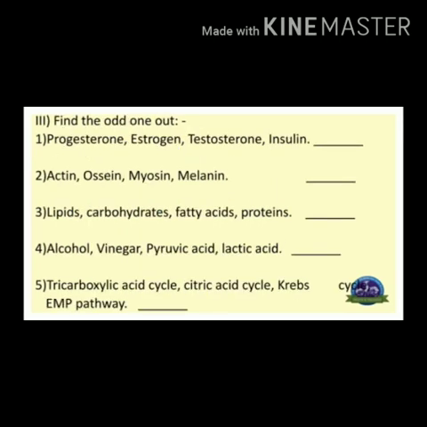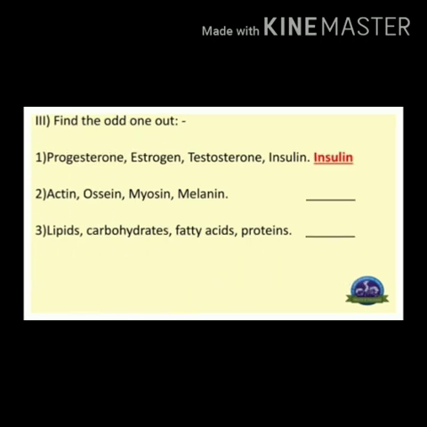Now, let's see question number 3. Find the odd one out. First one, progesterone, estrogen, testosterone, insulin. Answer is insulin, as all others are hormones produced with the help of fatty acids. Second one, actin, ossein, myosin, melanin. Answer is melanin, because all others are proteins concerned with the locomotion of the body.